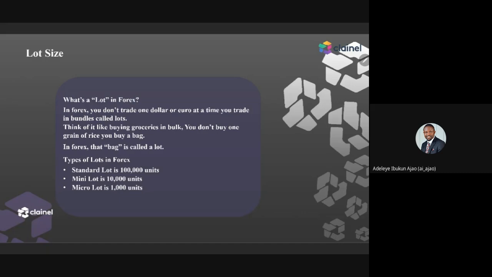So now price moves 50 pips in your direction. Remember, 1 pip in your standard lot size is equivalent to $10. So now price moves by 50 pips in your direction for that standard lot size. That is 50 times $10. So your profit will be $500. And it's as simple as that. That's how the calculation is done.